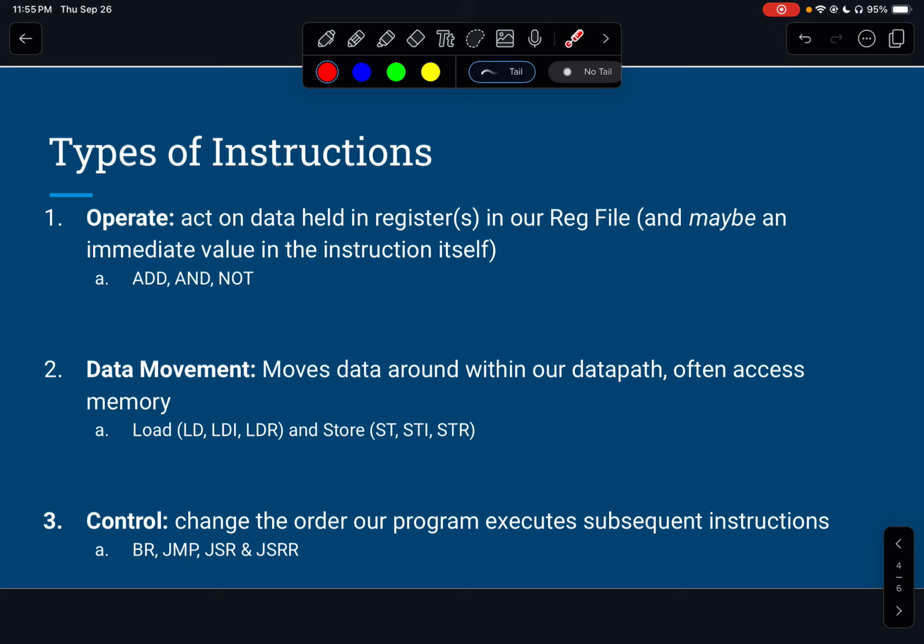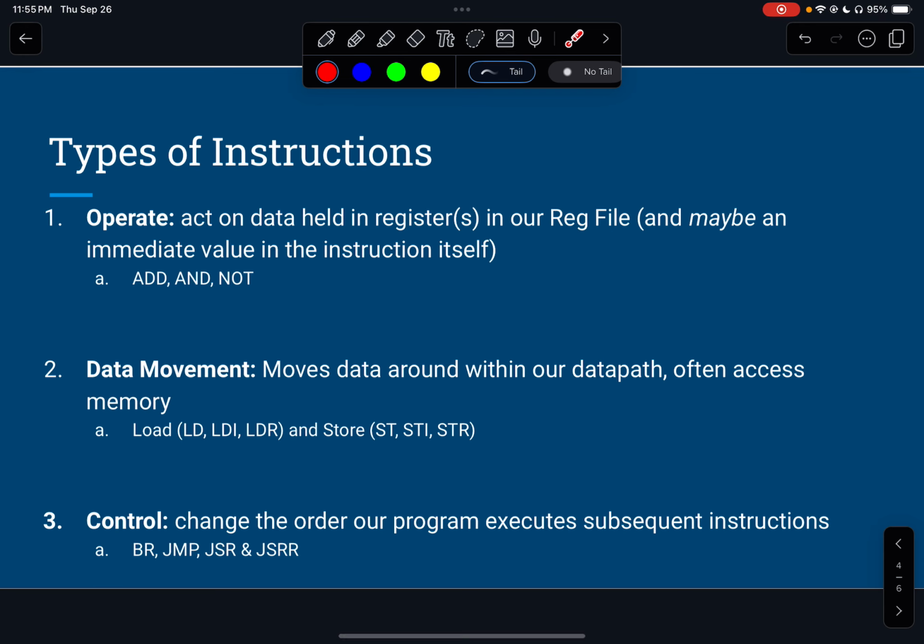Third type is control. I don't think y'all have covered that in lecture yet, but control is just going to change the way our program executes subsequent instructions. So it's going to change the value in our PC, and we got branch, jump, jump to subroutine, and jump to subroutine via register. And we'll talk more about those later. I'm not going to go into it too much in this video, but after y'all do cover that in lecture, maybe we do another video for that.